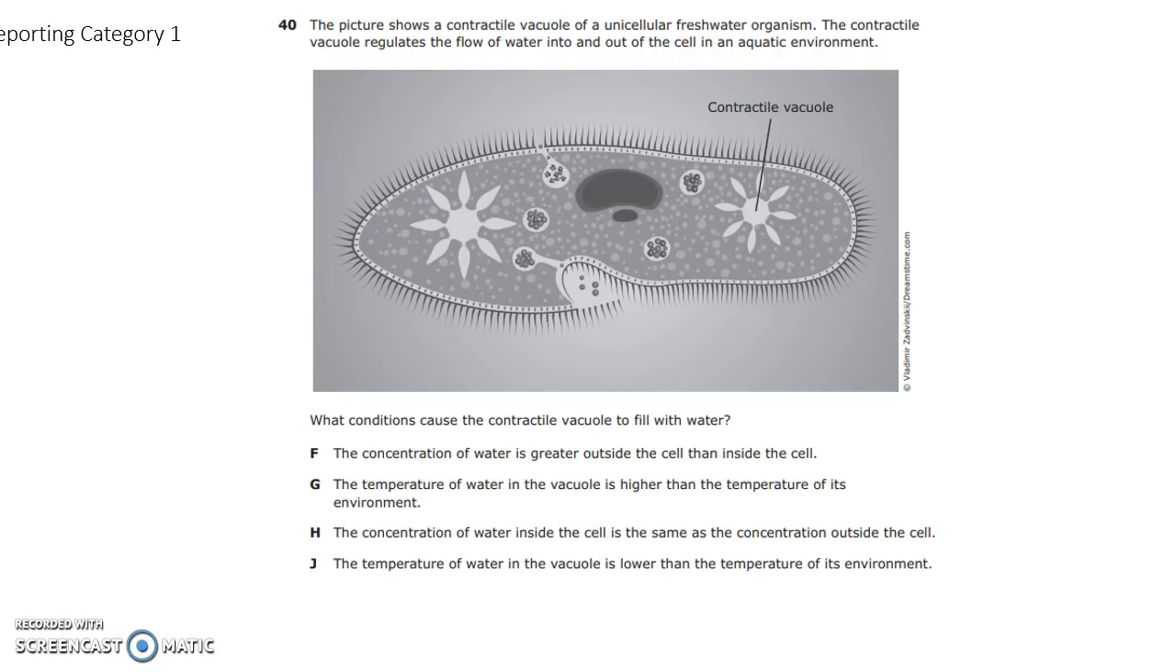Here in reporting category number 1, we have this question, and it's talking about the flow of water. If we remember, water flows from a high amount to a low amount. The question wants to know what conditions cause the vacuole to fill with water. In order to fill with water, there has to be a higher amount of water outside than inside. So the best answer that describes this condition is F, where the concentration of water is greater outside the cell than inside the cell.